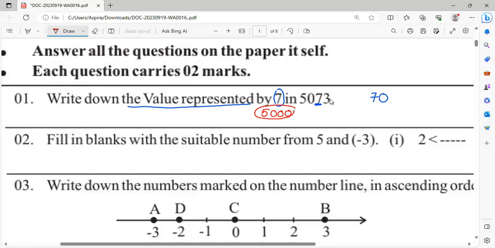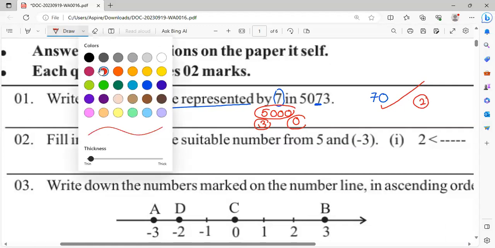Then the value represented by 3, located in the ones place, is 3. If we consider the 0, it is located in the hundreds place, but if we multiply 100 by 0, the value is 0. Here you are given 2 marks. If you have done this paper, you can correct your answers.